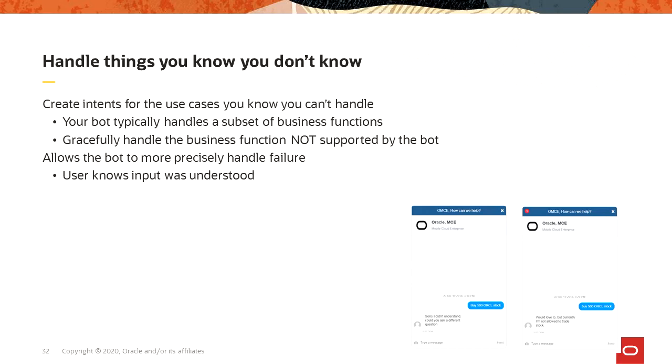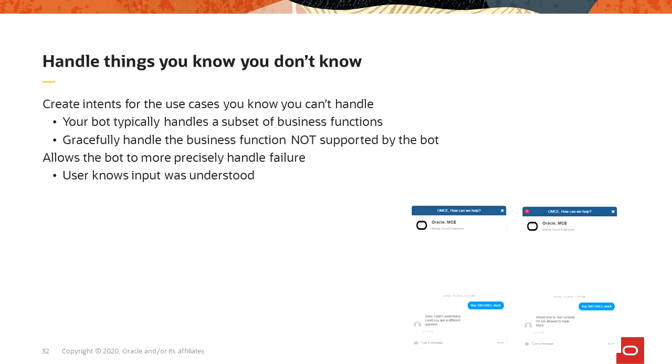So in the screenshot, if the user says, I want to buy 500 Oracle stock, we can answer, I would love to, but currently I'm not allowed to trade stock. And we could maybe include a URL, you can do it on our website, or something. The point is, although the bot has been designed not to handle that use case, we can still at least intelligently respond to the user in a way that shows that we've understood what they've said.